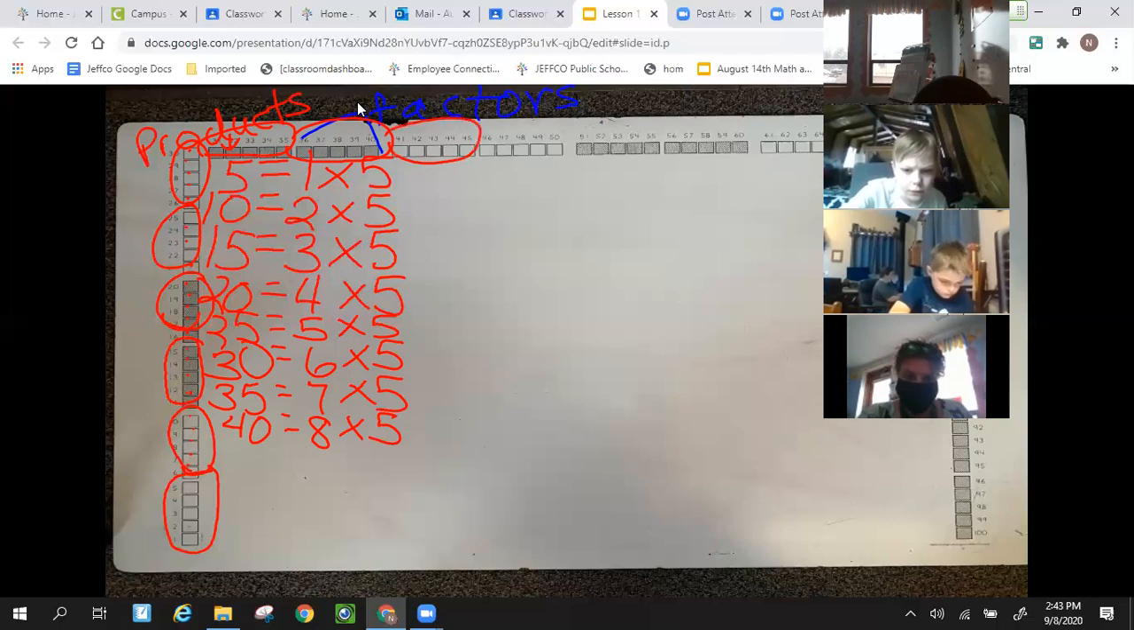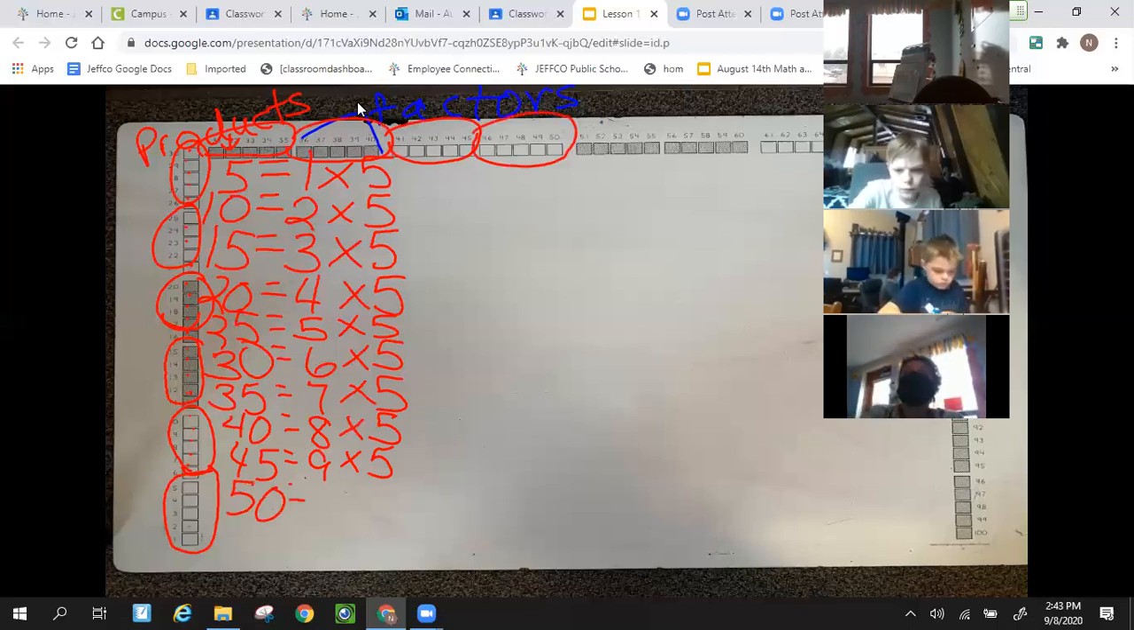45 equals 9 times 5. 9 groups of 5, or 9 times 5. Miss Elena? 50, and that's where we said we'd stop. And what does that equal? 10 groups of 5.